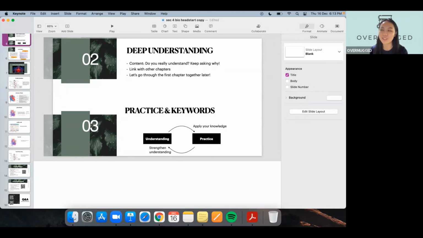Following up to the next question, how many hours should I study bio a day for holiday? My question to you is, how familiar are you with your Sec 3 topics?